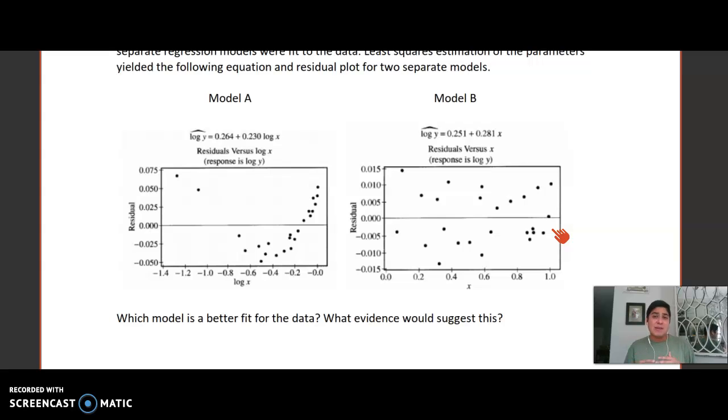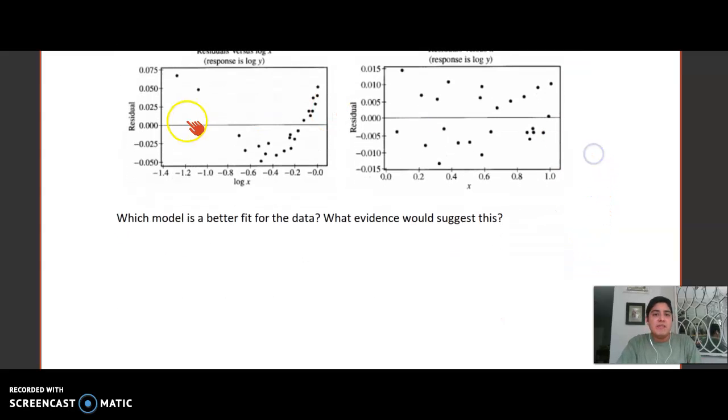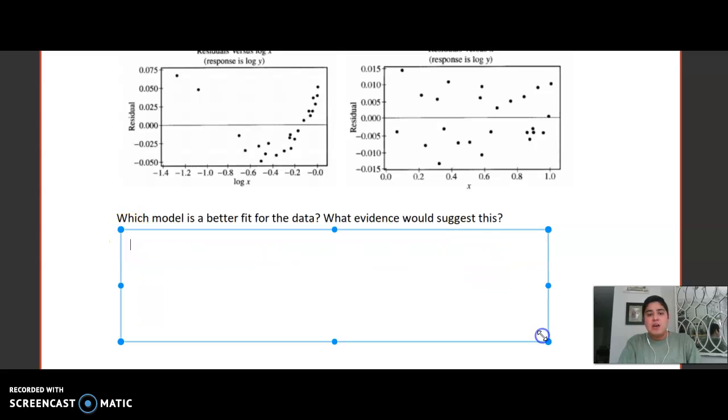So in this case, maybe an exponential model might be more beneficial than a power model. So which model is a better fit for the data? What evidence would suggest this? All right, so we need to answer the question, model A or model B? Well, model B would be a better fit for the data.